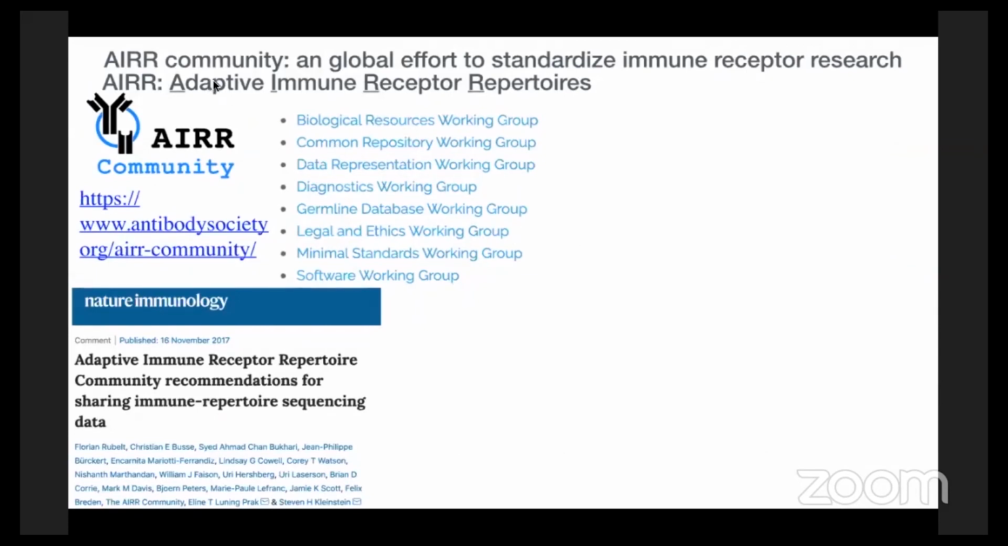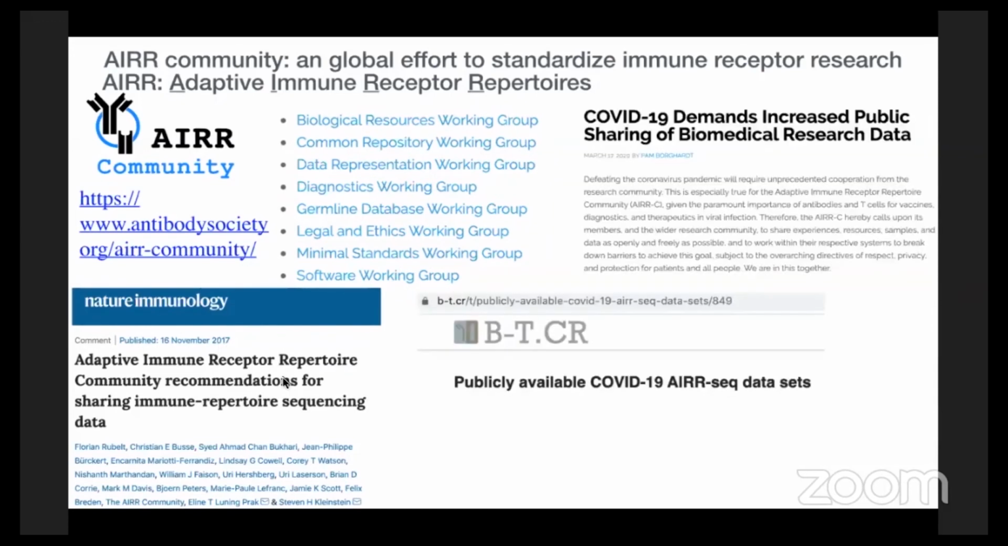So there is this AIR community, the Adaptive Immunoreceptor Repertoire community, and I'm actually on the executive board of this community. The aim of this community is to standardize adaptive immunoreceptor research, which is of course very important for machine learning, because you want to have standardized data read, and there are many working groups. They're working on standardizing different parts of the immunoreceptor software pipeline. And we have published these standards also in many papers. Here's one paper in Nature Immunology.